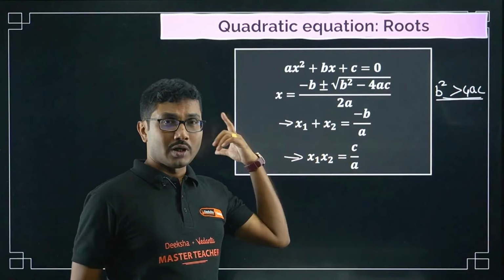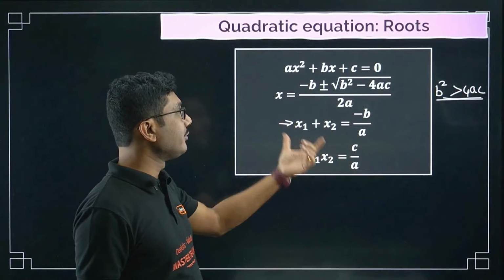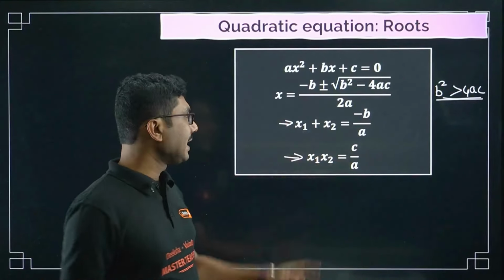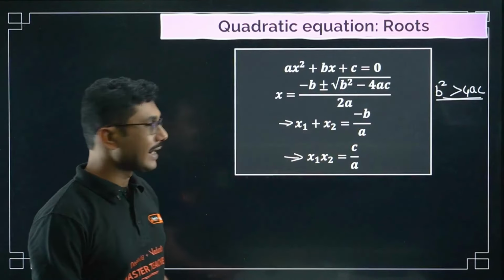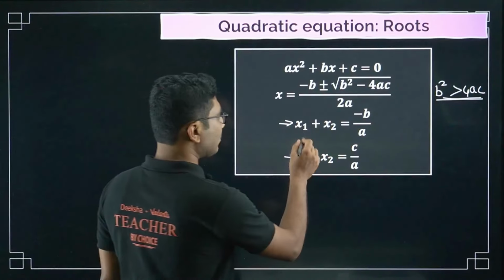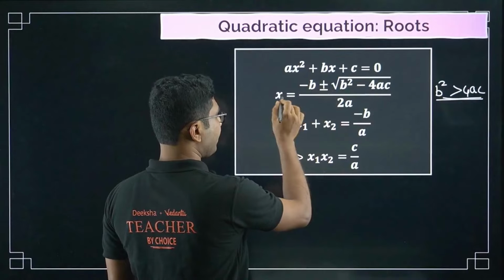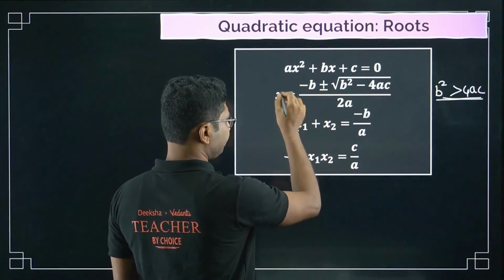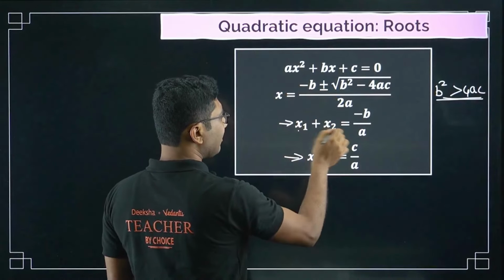But again, if you are preparing for JEE and NEET, you need to know that if you multiply the two roots, you will get c by a. If you add the two roots, you will get minus b by a. x1 and x2 are the roots of this equation. So if you solve this, first using plus you will get x1, using minus you will get x2.